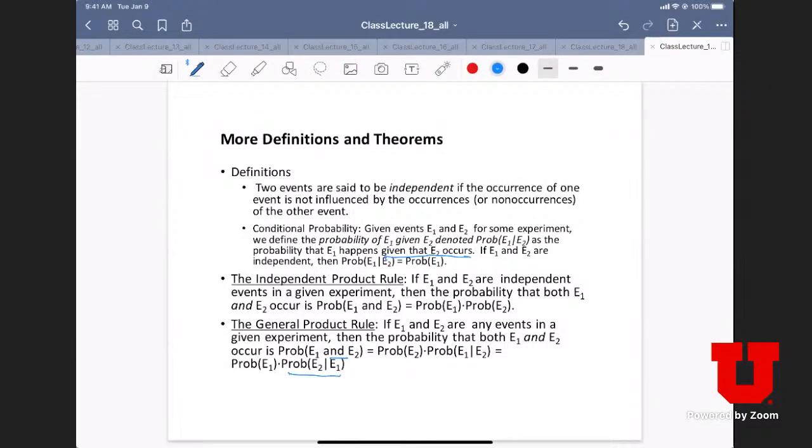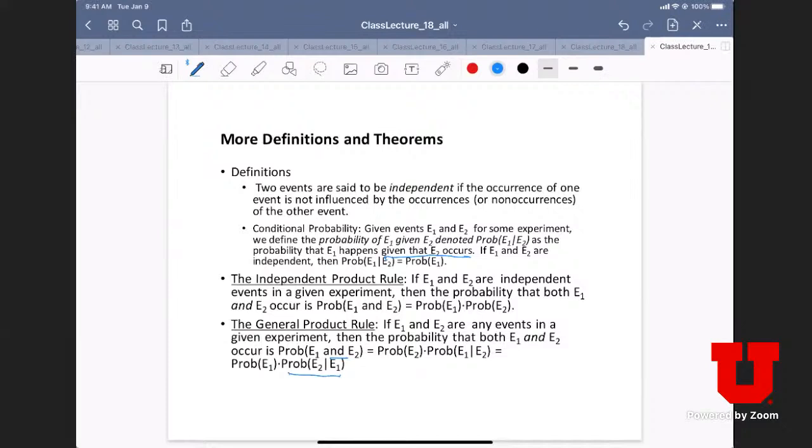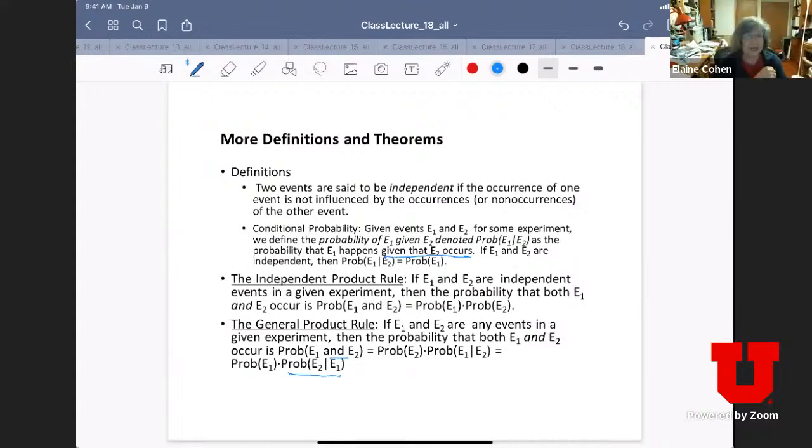So it's like the general product rule you could use for anything, and then you could use the independent product rule because it's easier? Yes. Basically, it's the same kind of thing.